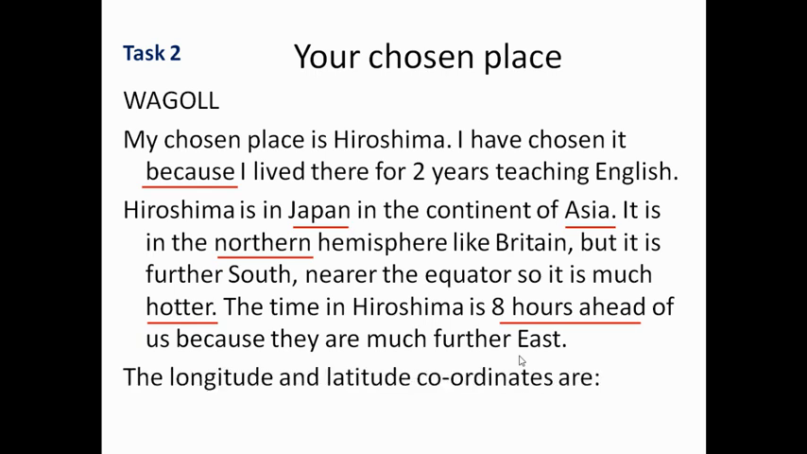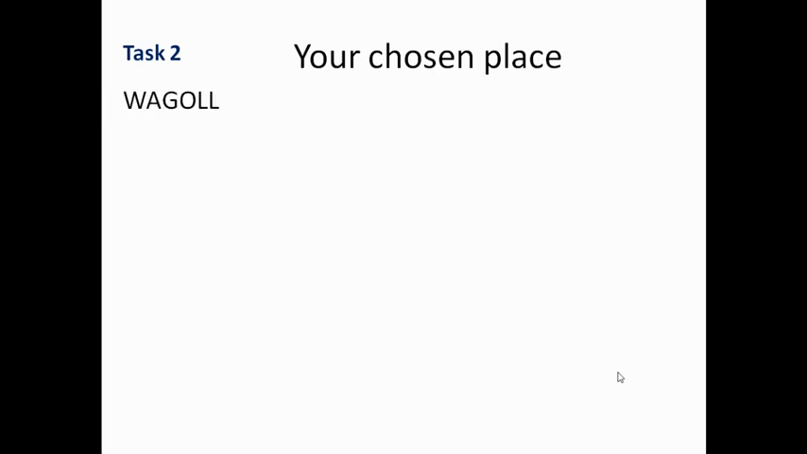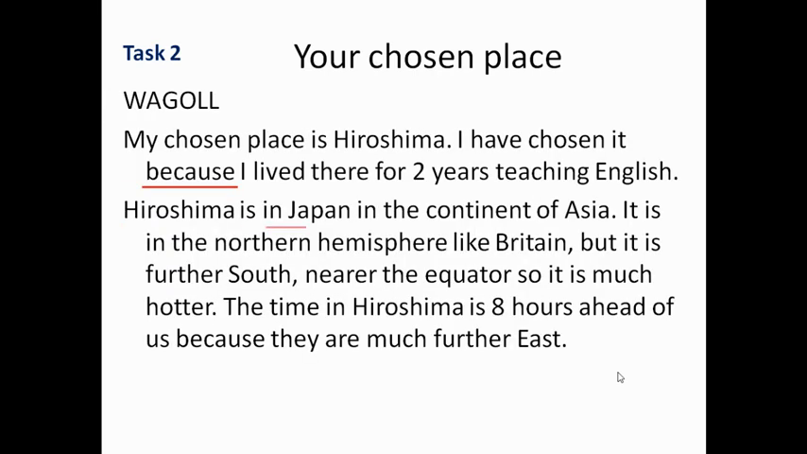Okay, now last bit, you're going to find out the longitude and latitude coordinates by entering the name of your place into Google Earth. Okay, and so mine is 34 north, 132 degrees east. Now you enter the name of your place into that search bar like you saw me doing just now. Okay, so that's your task 2. So let's just go through it again. Task 1 is to fill in this table using Google Earth, and task 2 is to write a paragraph about the place that you're choosing.